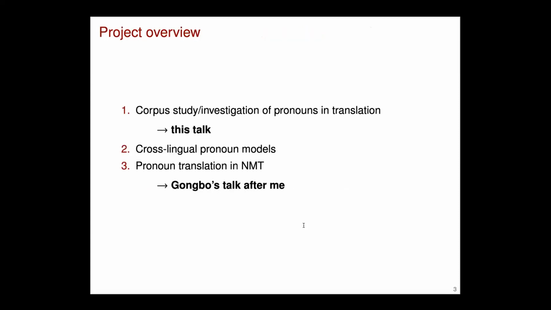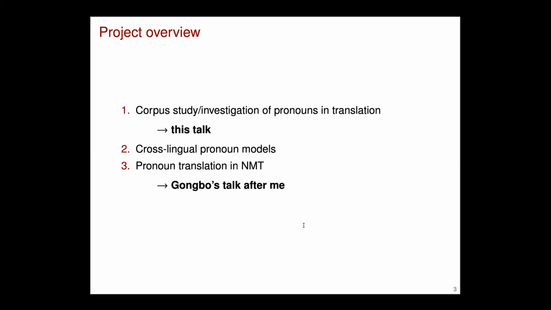The project has 3 steps. It started with a corpus study and investigation of pronouns in translation, and this is what I'm mostly going to talk about in my talk today. The second and third steps were then actual models for pronouns in cross-lingual contexts and in translation, and this will be the topic of Gongbo's talk after mine, because he has more recently spent a lot of time on these questions.